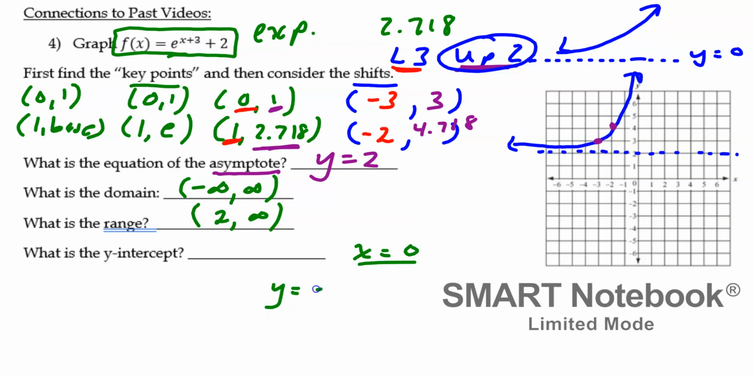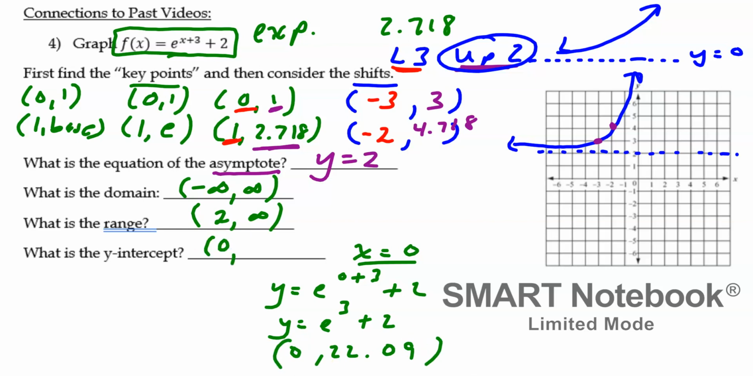So y equals e to the 0 plus 3 power plus 2. So we'd have e to the third plus 2, and we can plug that into our calculator directly. So if you take e, raise it to the third, I got 20.08 plus 2. So I got 22.09. So if I wrote that as a coordinate, my intercept is (0, 22.09), which makes sense why I'm not seeing it on my graph, because it is way too high up for this example, or the graph that I provided at least.